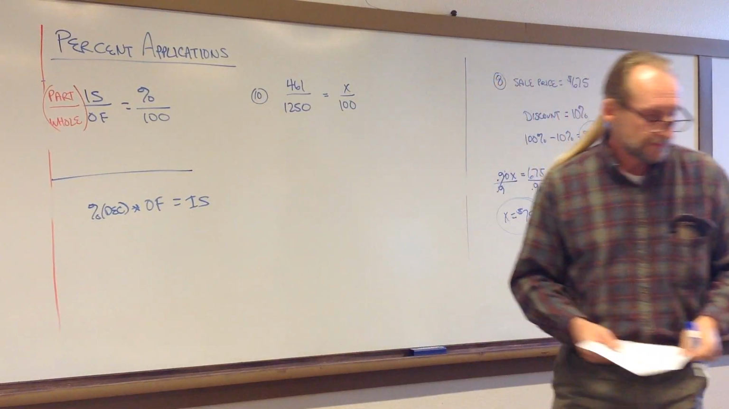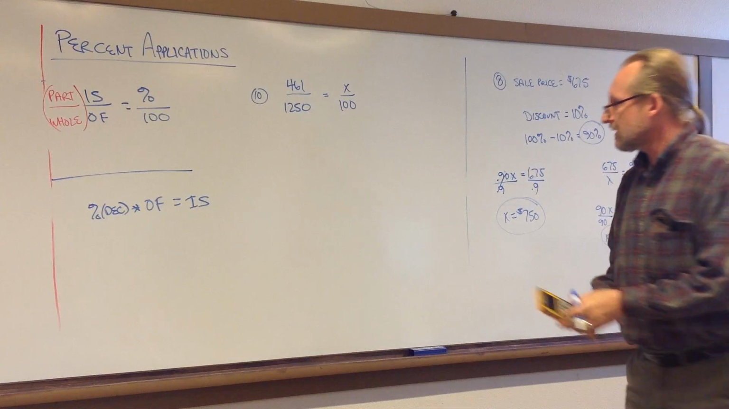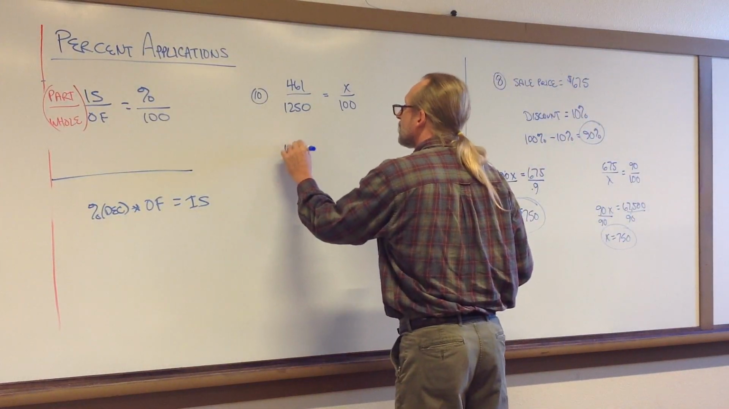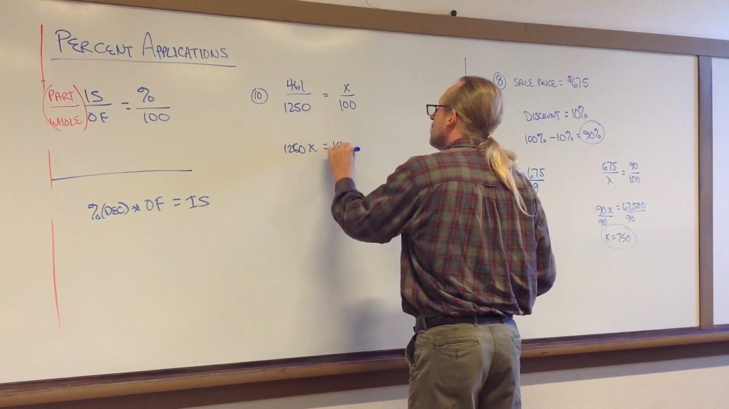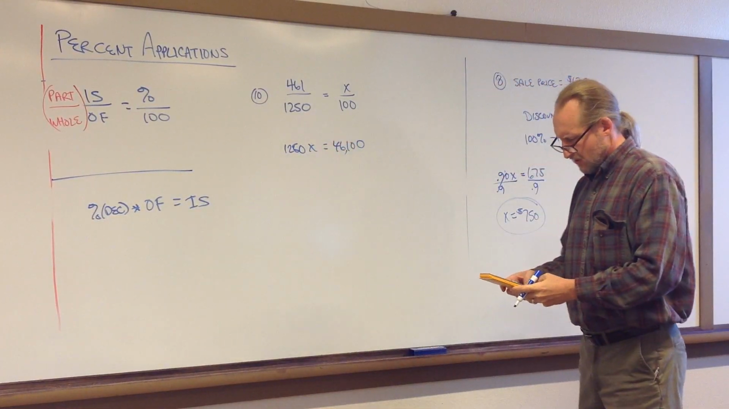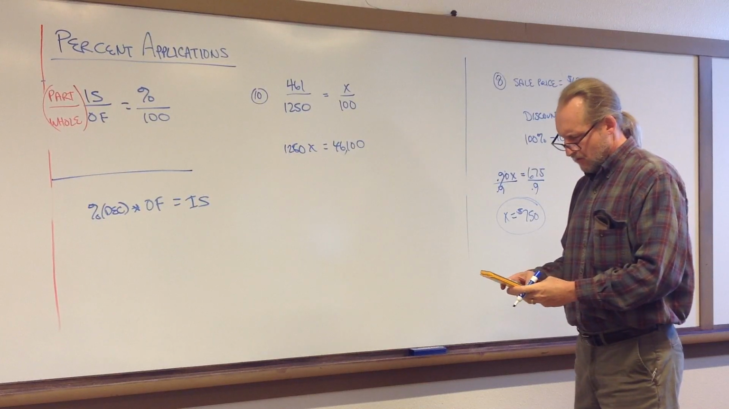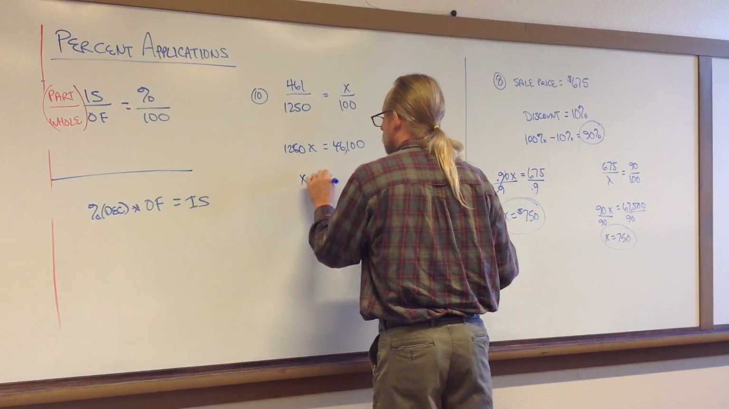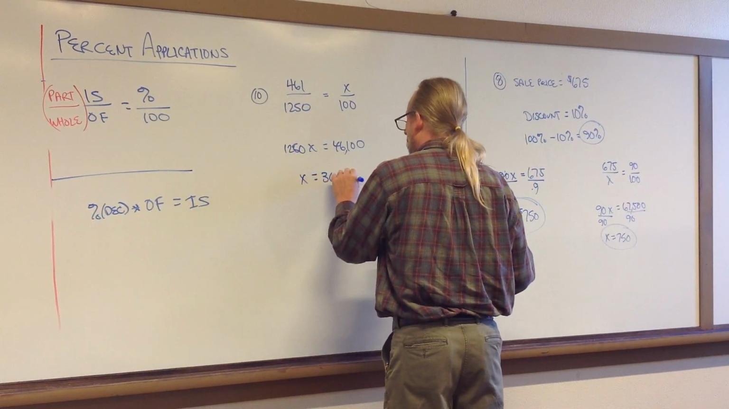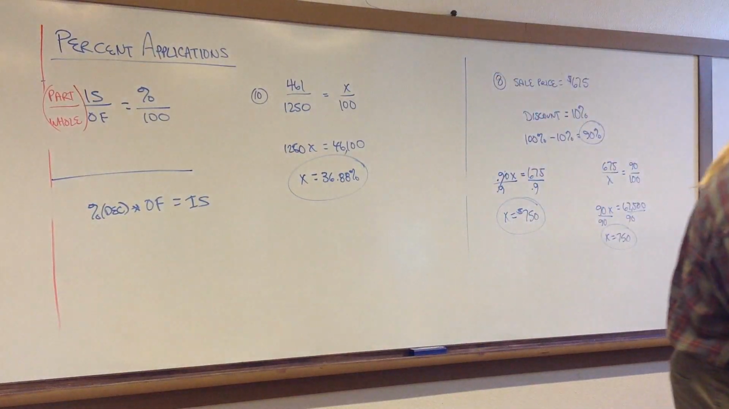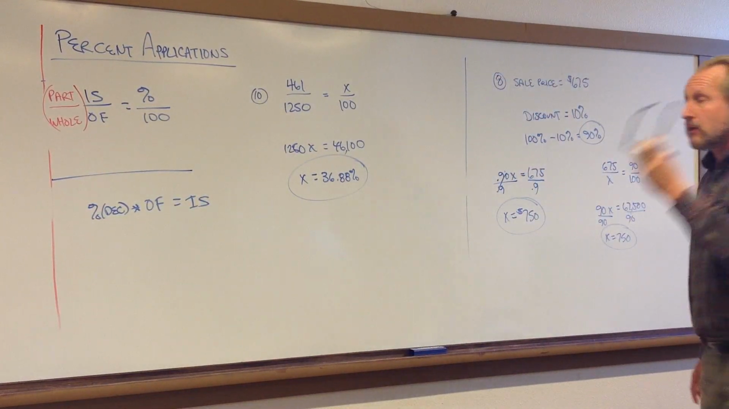Okay, let's see. So if we set this up, we can do 1250x is 461 times 100. And that comes out to 36.88. And there we go. It's a terminating decimal. There's really no reason to round it off.